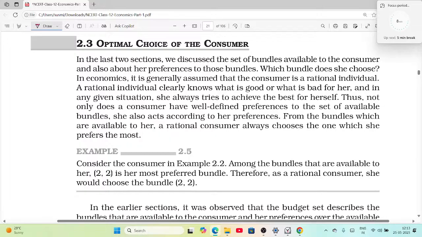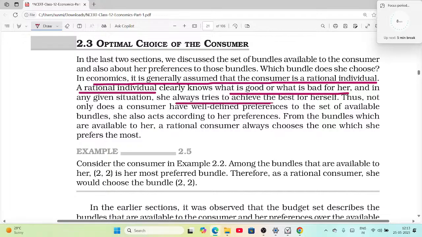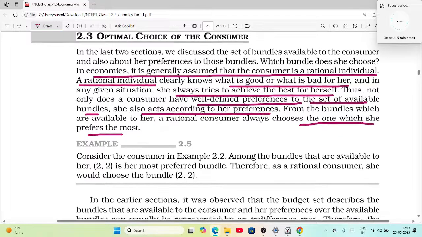In economics, it is generally assumed that a consumer is a rational individual. A rational individual clearly knows what is good and what is bad for her, and in any given situation, she always tries to achieve the best for herself. Thus, not only does a consumer have well-defined preferences over a set of available bundles, she also acts according to her preferences. From the bundles which are available to her, she chooses the one which she prefers the most.